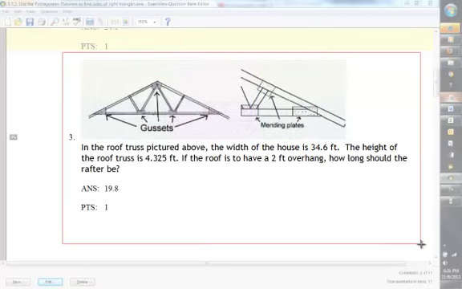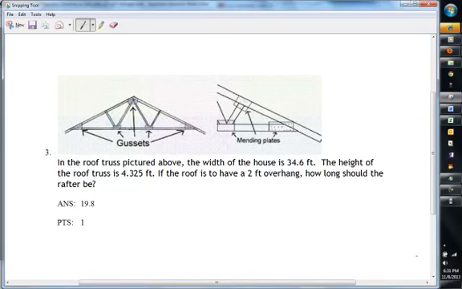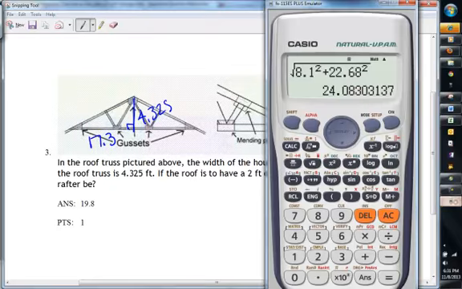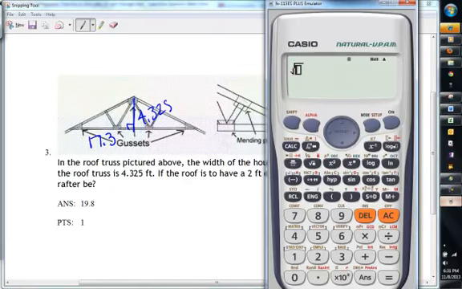In number 3, we need to figure out, for a roof truss, if the house is 34.6 feet long, then half of the house is 17.3 feet long. We only want half the house because we have to get a right triangle here. So that's 17.3, and this is 4.325.